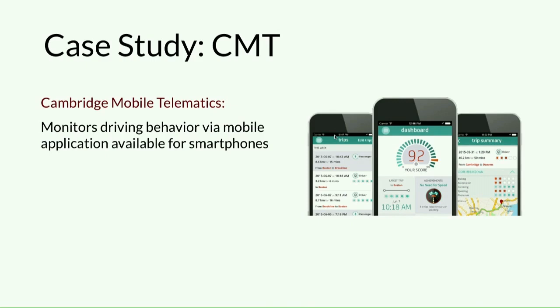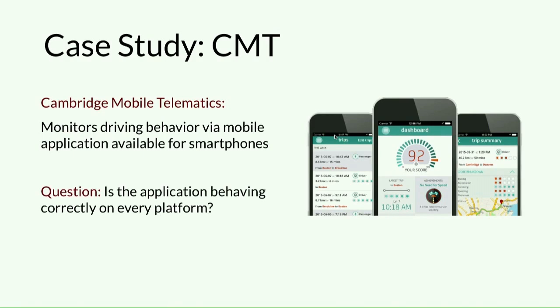So we worked with this company called Cambridge Mobile Telematics. And what CMT tries to do is they monitor driving behavior via a smartphone application. They ask their users to download an iPhone app or an Android app, and they're tracking their driving behavior and telling them like, hey, you know what, you're a little bit reckless on this highway. You should kind of slow down here, right? That's the kind of the basic gist of what CMT tries to do. And the question that they pose to us is this application behaving correctly on every single platform, right?